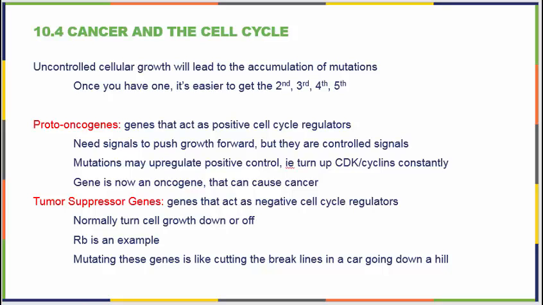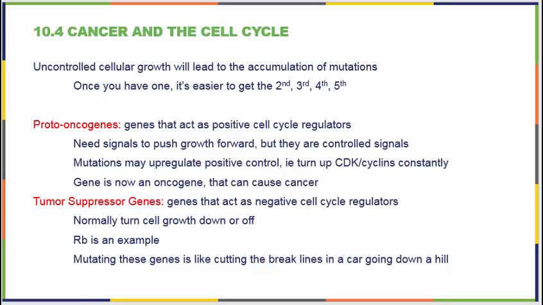Proto-oncogenes are genes that regularly act as positive cell cycle regulators. We need signals to push growth forward, but those signals need to be controlled. Mutations may upregulate that positive control, like turning on your CDK cyclin levels constantly. These genes and their products are going to be consistently pushing for growth, and that can cause cancer.